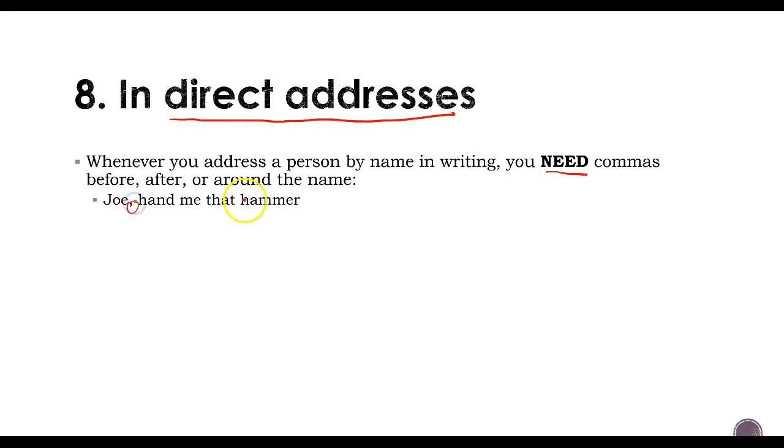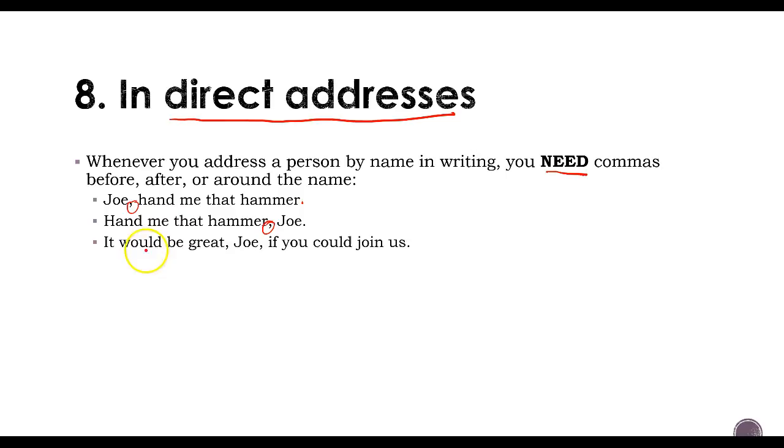Joe, hand me that hammer. Since we're addressing Joe directly, we put a comma after it. Hand me that hammer, Joe. So here again, we put the comma before Joe since we're addressing him directly. It would be great, Joe, if you could join us. So in this case, we have commas around Joe because we're addressing him in the middle of the sentence.